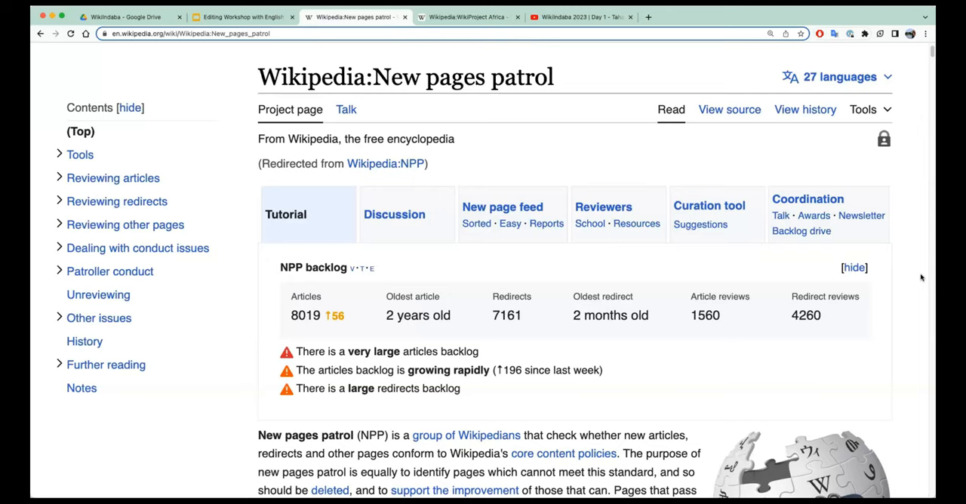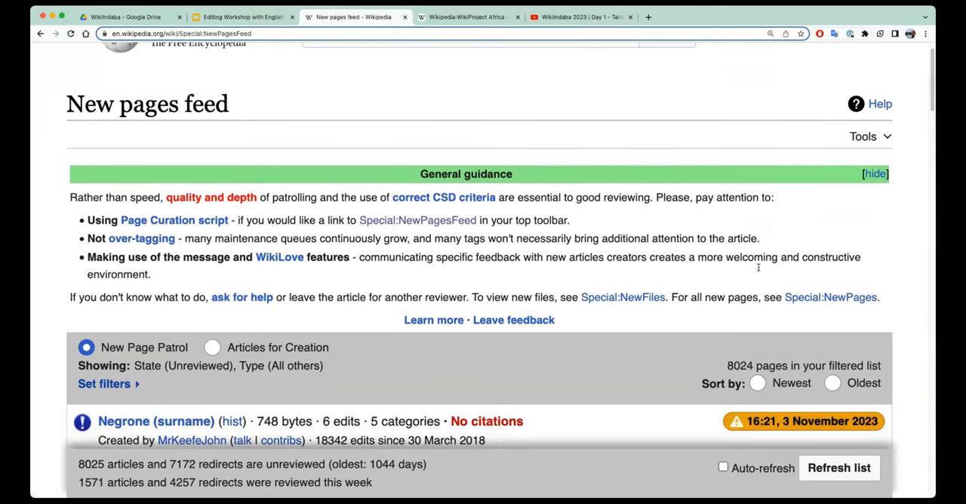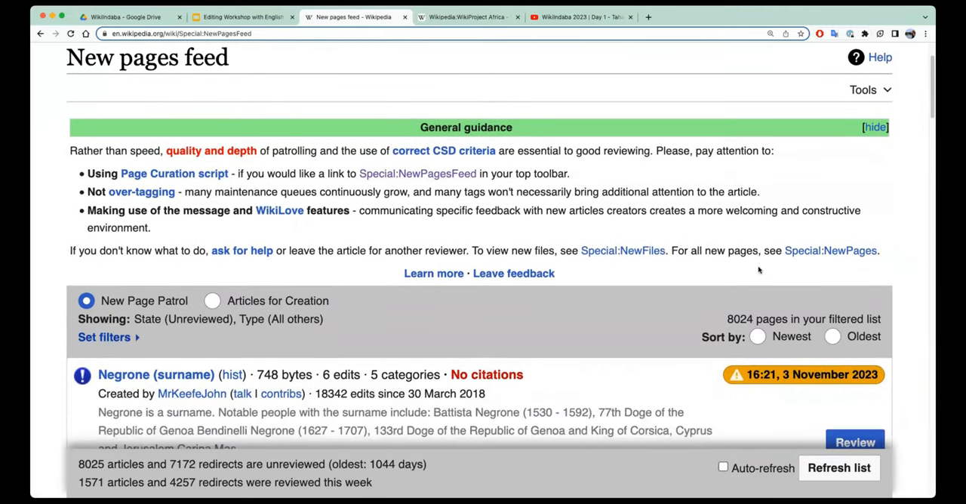So let's click on new page feed. Is that saying that the backlog can be as long as 2 years? It's an old disaster. Yeah, it's 2 years. It's better. It's improved.